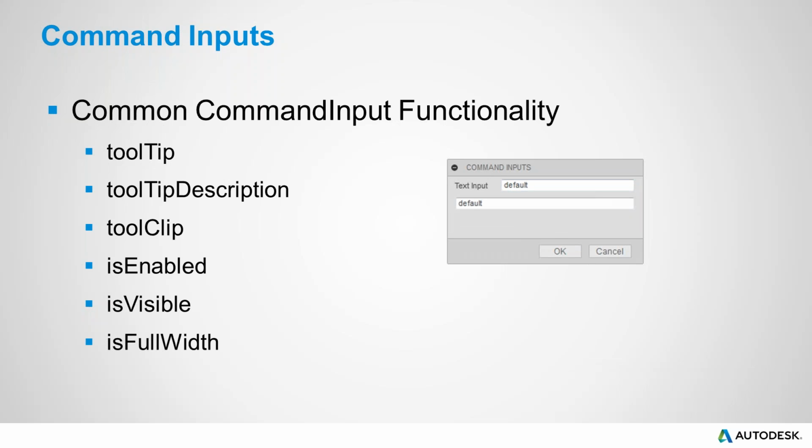There's a property called is full width, and this shows with it false, which is the default. If is full width is false, then I see the name of this command input, which for this one is text input, and then the input part. But if I have full width, then the name isn't displayed, and the input part of the control goes the full width of the dialog.